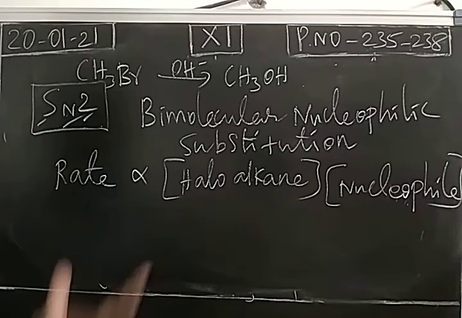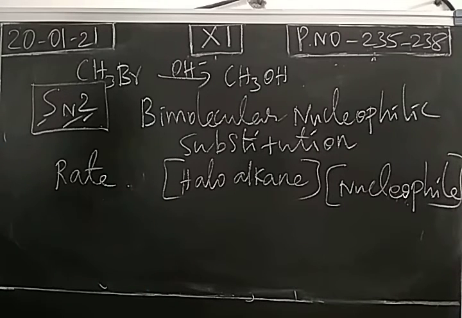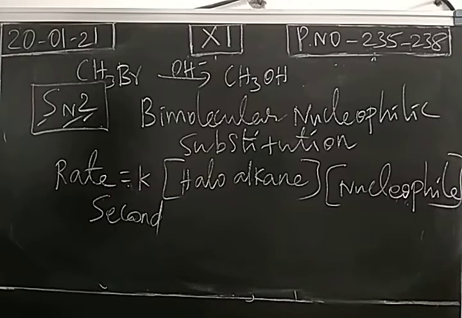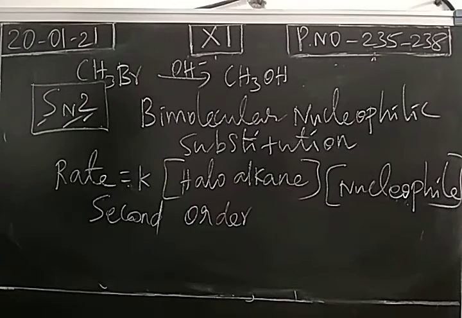This is called a rate expression. In 12th standard you will study how to write the rate law or rate expression for a reaction. So this is a rate expression or a rate law. The proportionality can be removed by introducing a constant K. It's called the rate constant. And this reaction is following second order kinetics. In 12th we will study what is a first order reaction and a second order reaction. So bimolecular nucleophilic substitution reaction follows second order chemical kinetics. The rate constant can be denoted as K2.